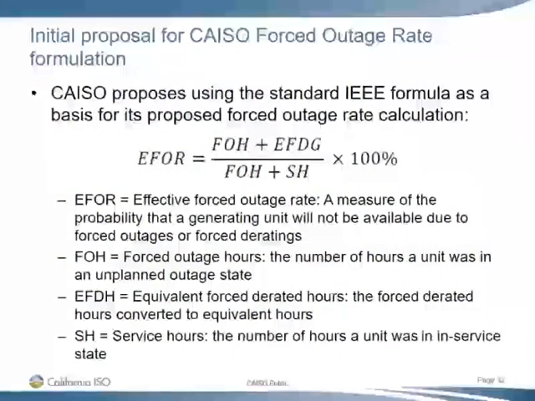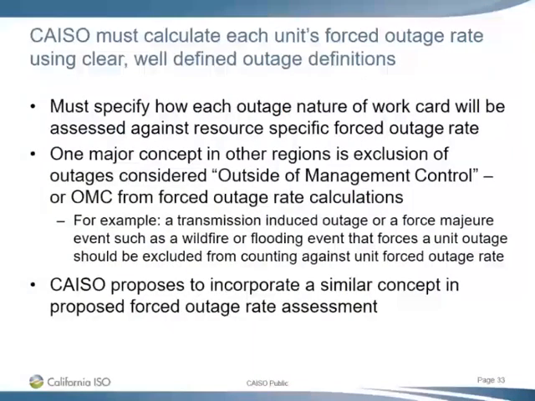Okay, I'm not going to go over this one again, but this is the initial proposal for the way we would do the calculation. Obviously, there's some nuance we can talk about, like on this next slide. One of the major things we want to avoid is counting forced outages against a resource's forced outage rate if it's not really in their control. That's one of the major concepts in other regions: they exclude outside of management control outages from the forced outage rate calculation.